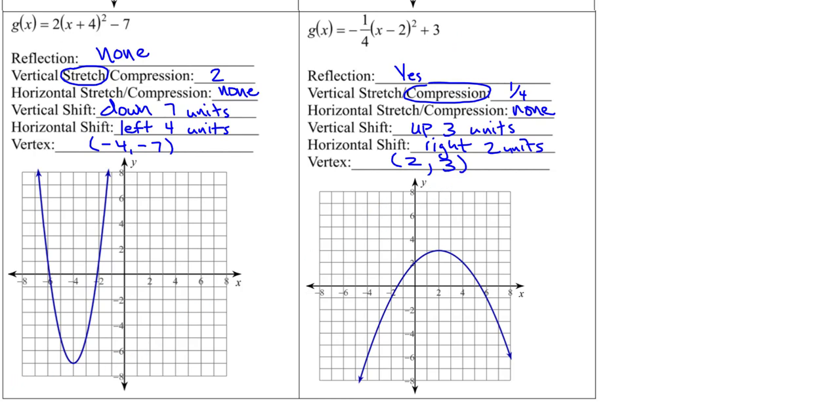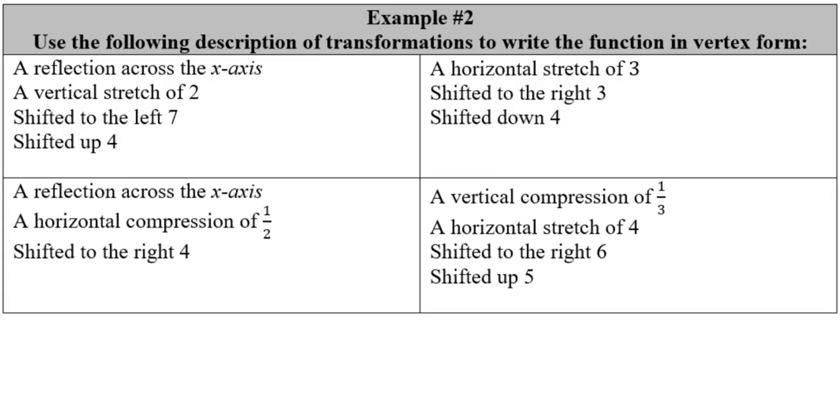All right, let's take a look at our next example. So here we have the following descriptions of transformations, and we want to be able to write these in vertex form. So this is as simple as always starting with your f of x and your equals, and then we kind of just go across the board. Remember, vertex form looks like this. Let me put this up for you. We have that a value, x minus h squared, and then plus k.